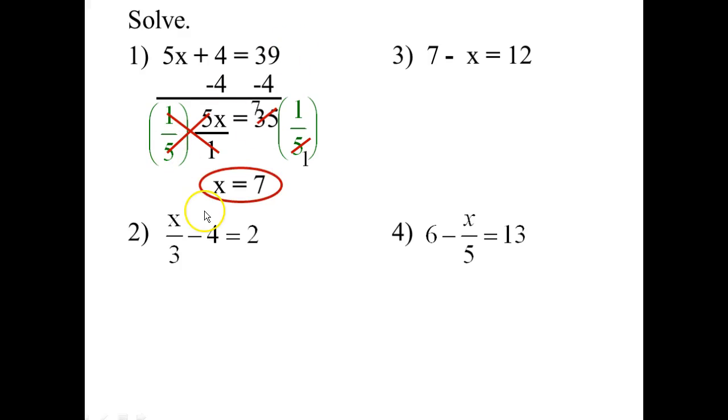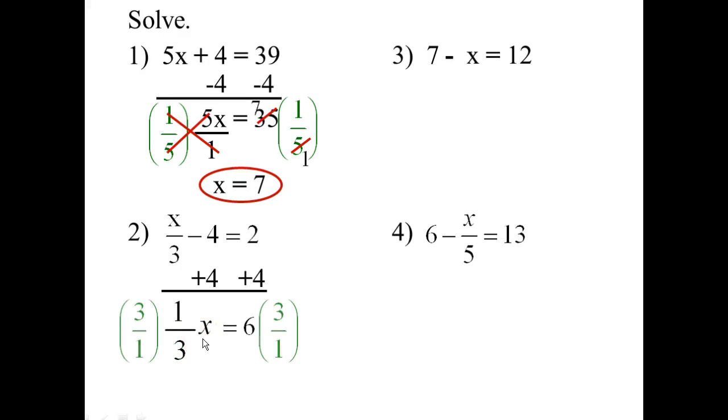Number 2. Opposite of -4 would be add 4 both sides. Notice how I changed x over 3, x divided by 3, to 1/3 times x. That little thing we did in the warm-up, same thing here. Always separate them. Then multiply by your reciprocal. 6 times 3 over 1 is just 18.